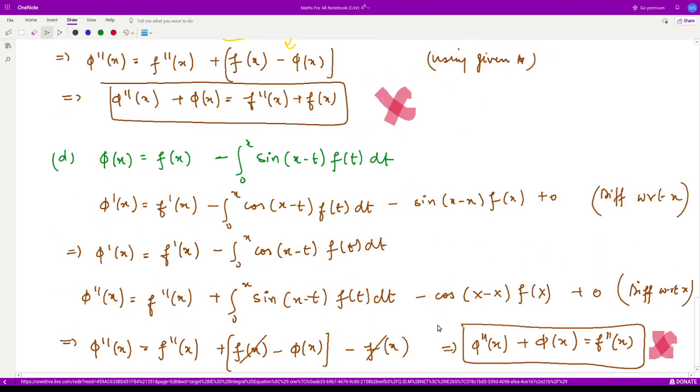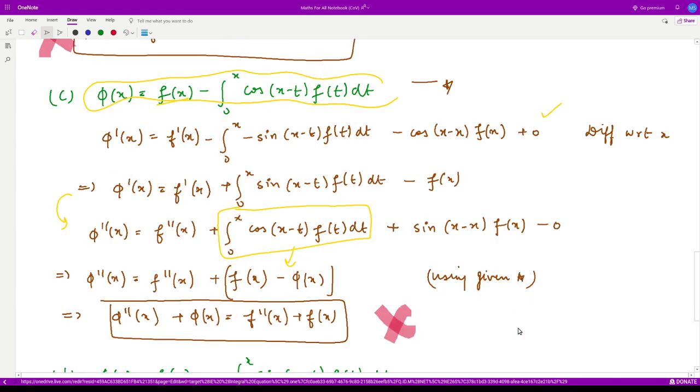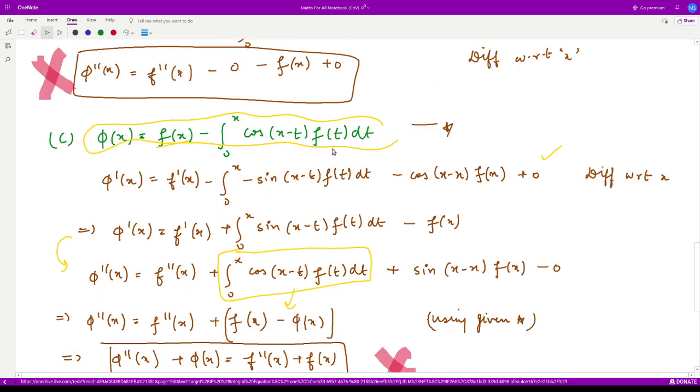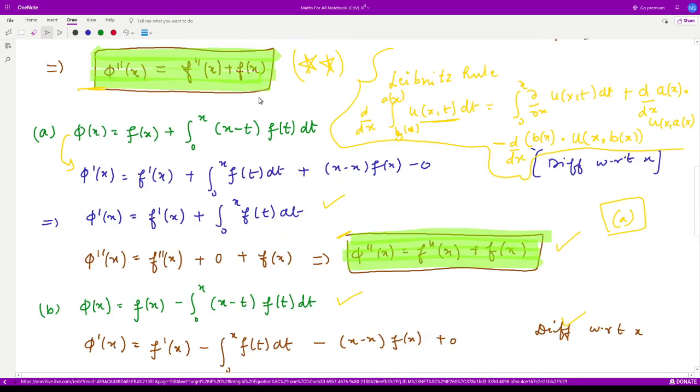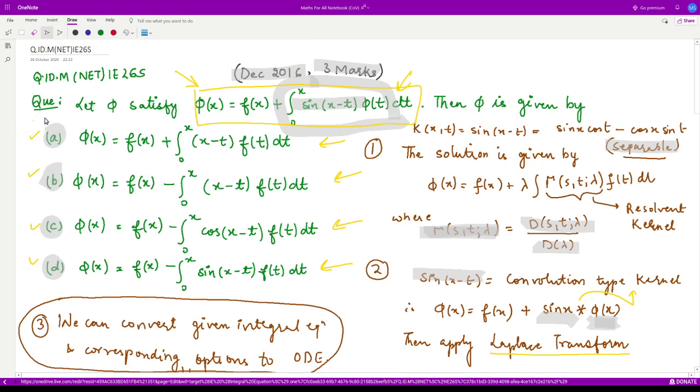And let us see for the last one. Similar is the case with this one. Here we have differentiated once, then twice, and we obtain finally this equation. So this also does not match with the one that we have calculated earlier, which was this one, right? This one. So clearly option A here is the correct option. So option A is the correct option.